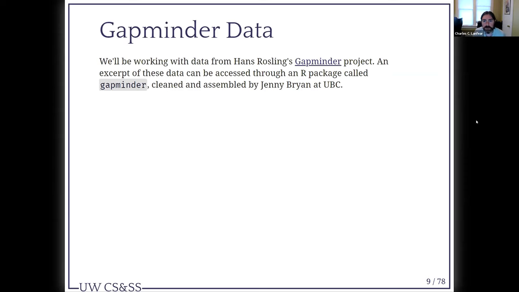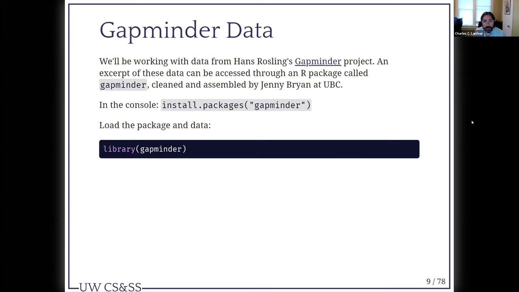Now, we're going to be working with these Gapminder data. You also use these for your homework this week. So to get the Gapminder data, you need to install it as a package. In your console, if you type in install.packages and then Gapminder in quotes, or copy and paste it from my lecture slides, you'll install the package and then you can load it with library Gapminder. That will make it available the same way the Swiss data set is available from your prior homework.